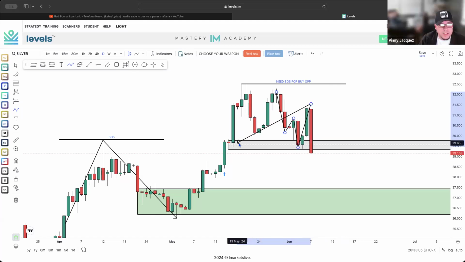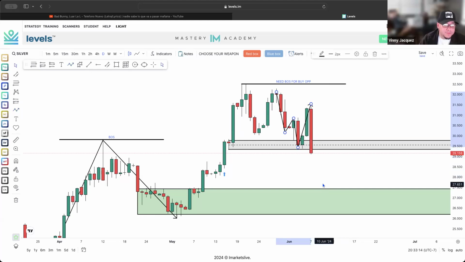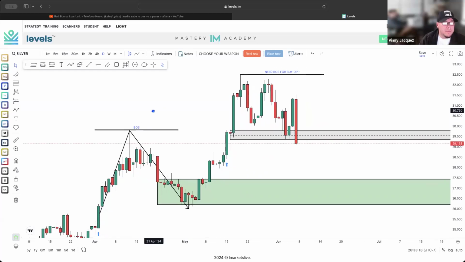Now, we know that this zone was used. Where do you think the market's going to be heading down to? The green area. That's what I'm looking for market to come down to, right? I would like that green area. Now, I know a lot of people love.